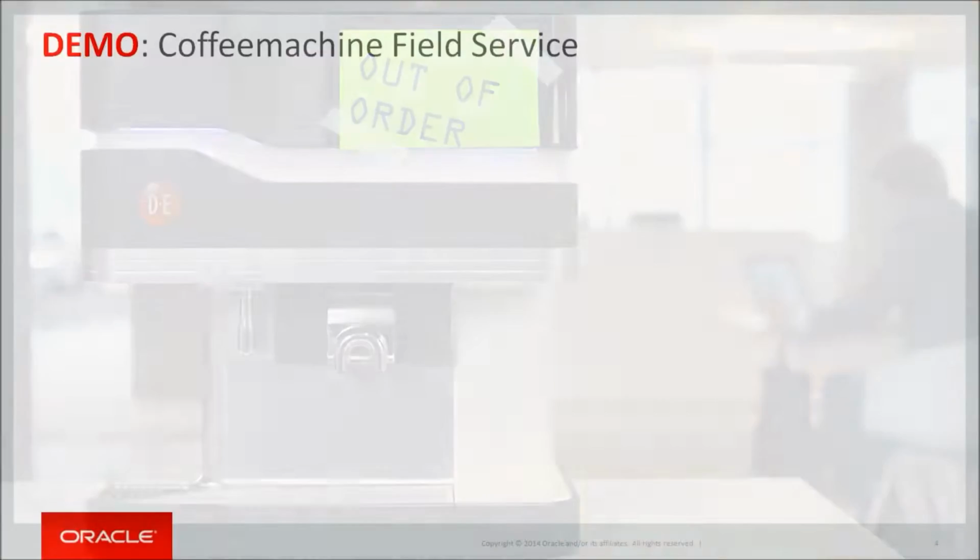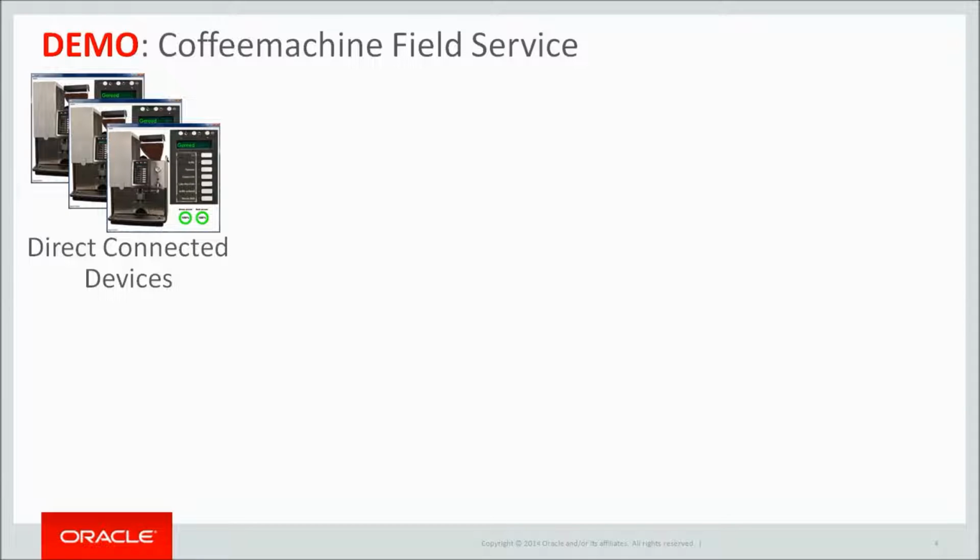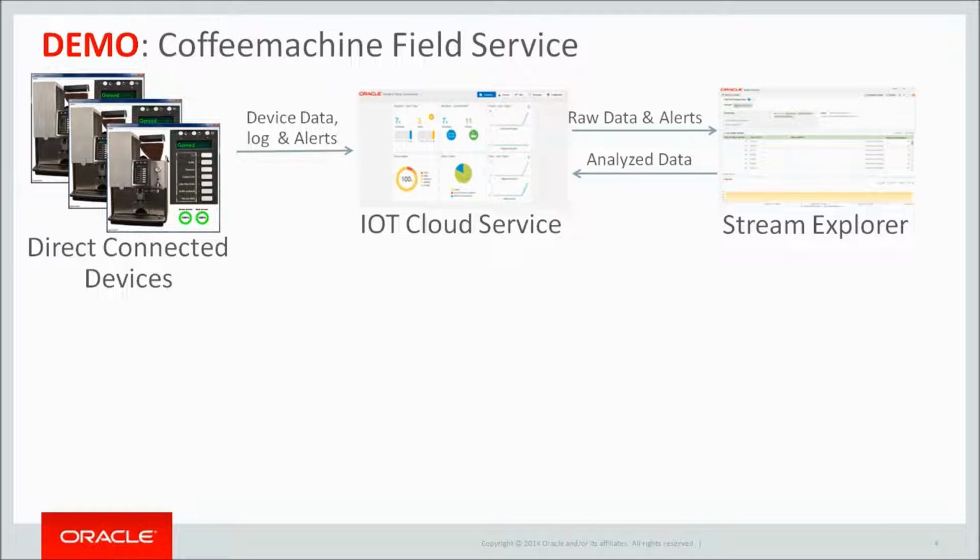For this demo I'm going to use a couple of coffee machine emulators because it illustrates very well how the data is passed on to, for example, the IoT cloud service, and how we log the data there and we receive the alerts when the machine needs attention. In the Stream Explorer we can further analyze the data and recognize patterns and do other things there.